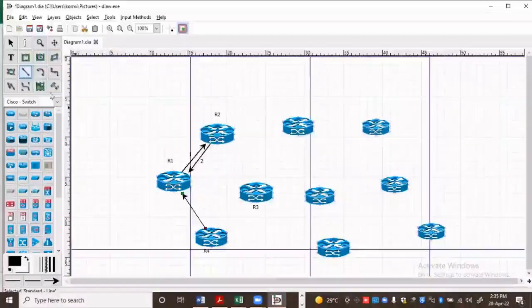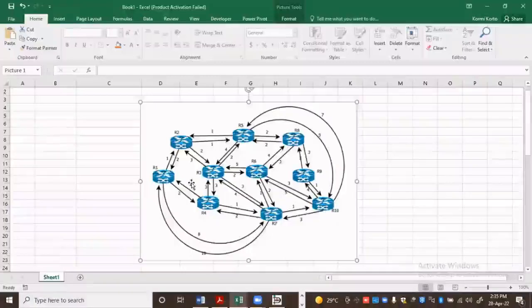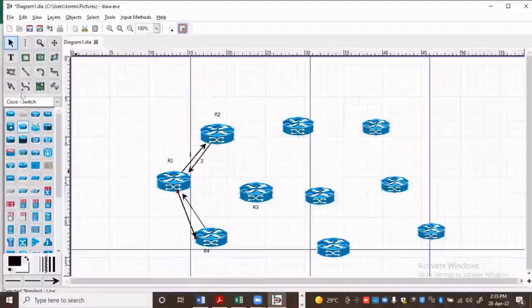Now from router 1 to router 4. And the cost matrix is 2 and 3. 2 from router 1 to router 4. So 2 here. Oops, I meant to use text. So 2 up here. And then from 4 back to 1, it was 3, right? So I got 3 right here.